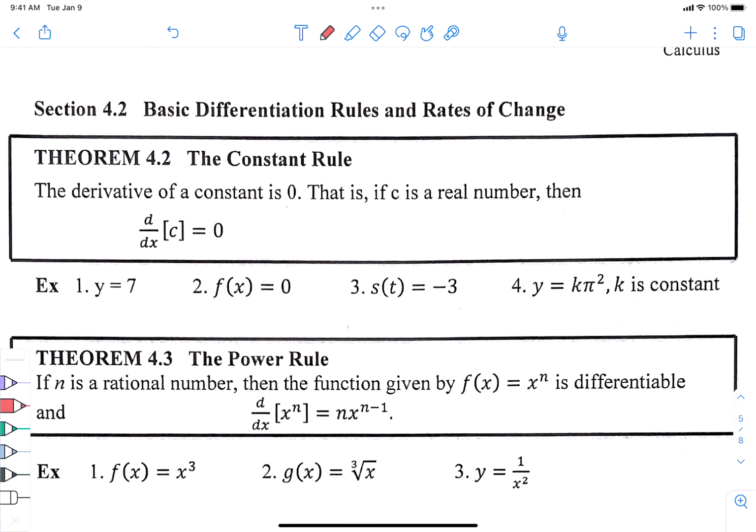Kelly. This is section 4.2. I'm so excited today. They're laughing at me because I'm so excited.